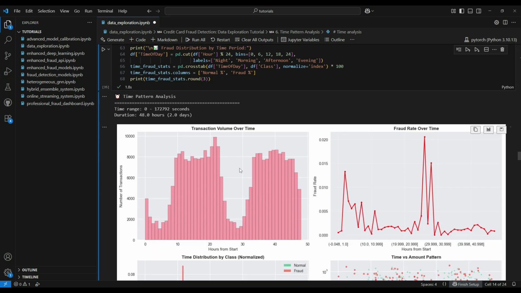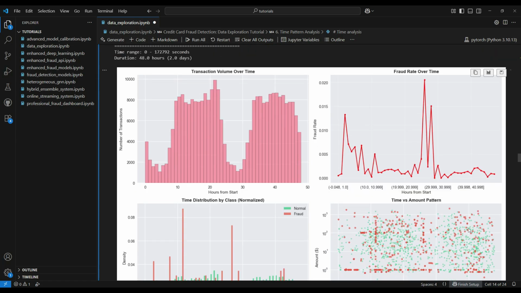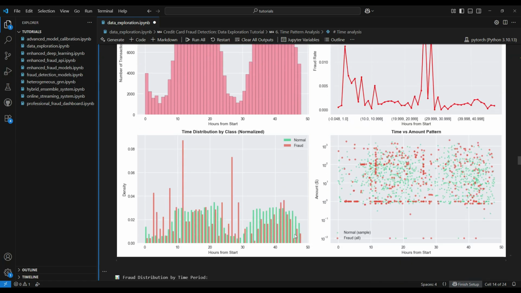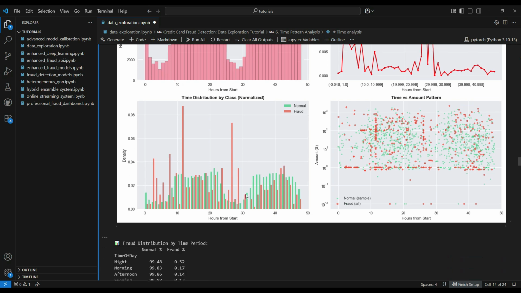The first one, transaction volume over time, shows when people transact the most. The fraud rate over time, this is actually interesting. The fraud rate varies through the 24 hours, 48 hours. Normal time distribution compares time patterns between normal and fraud.